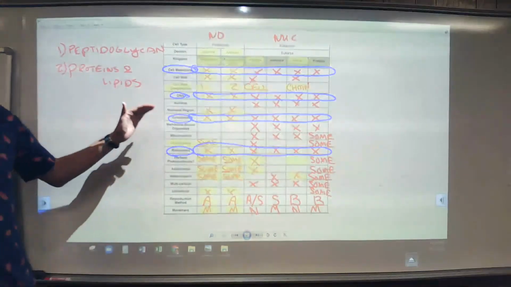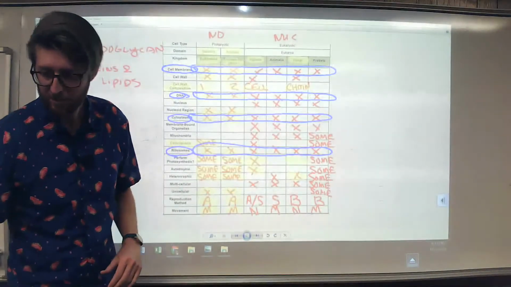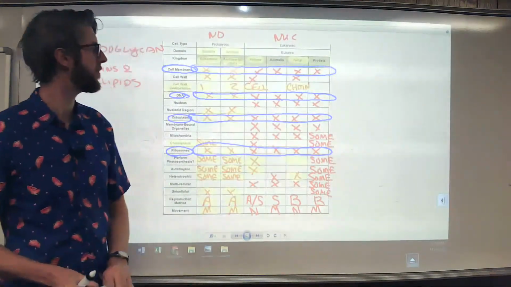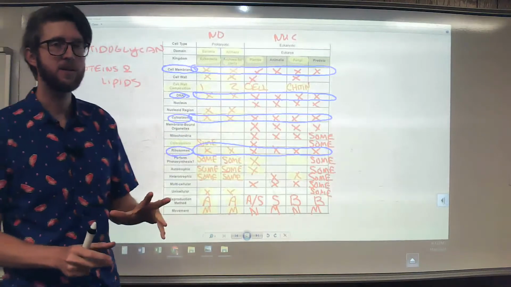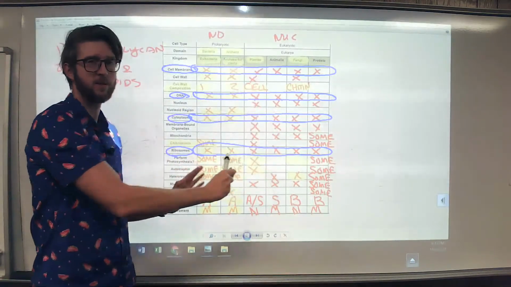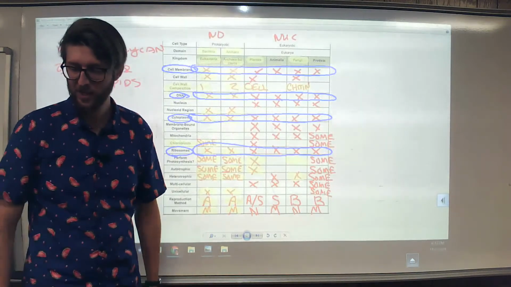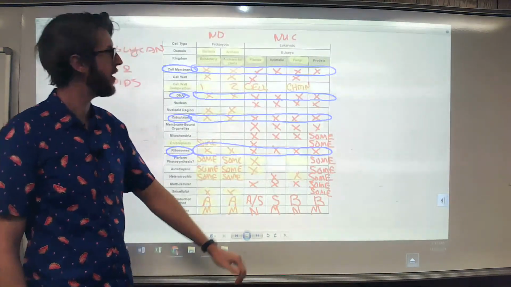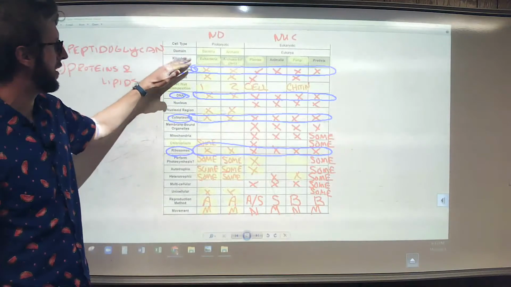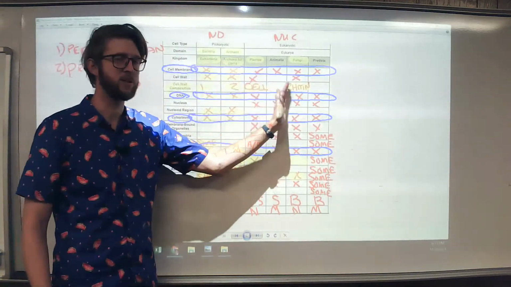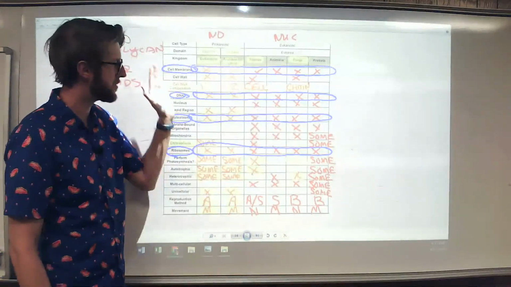Okay, so if you can remember this, keep this table that you filled out. Remember this. This will help you tremendously. And that should be everything that you need to know about the domains and the kingdoms and the differences between the cell types in those kingdoms.